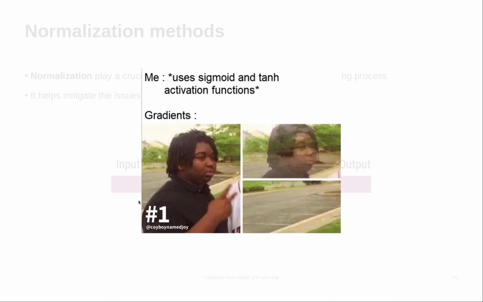Here is a meme that maybe will help you understand vanishing gradients. You can see that the meme says, "Me uses sigmoid and tanh activation functions, gradients." So the gradients start small and then they start fading, and by the end, they are gone.